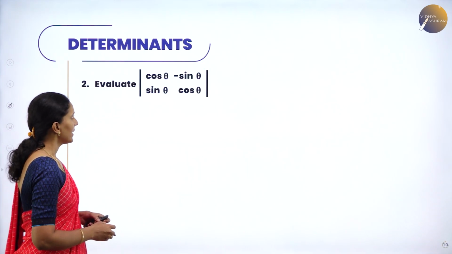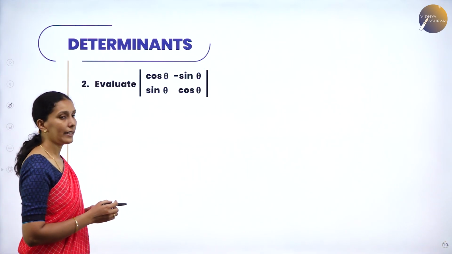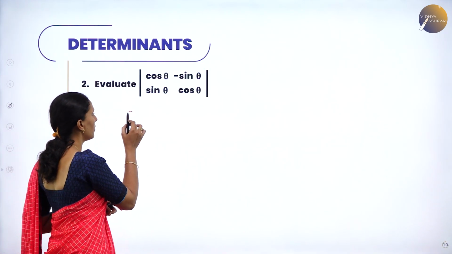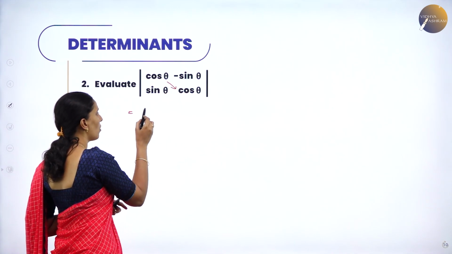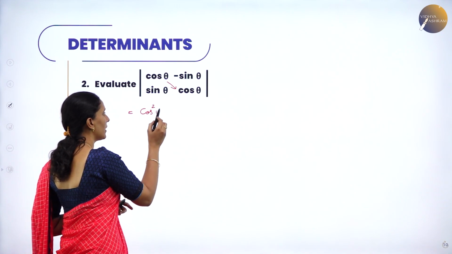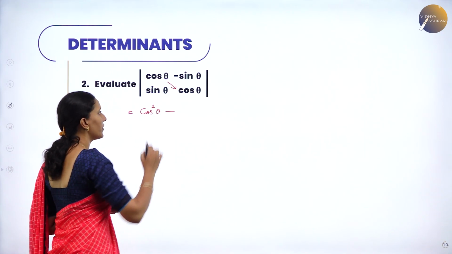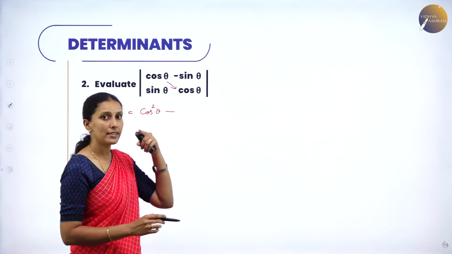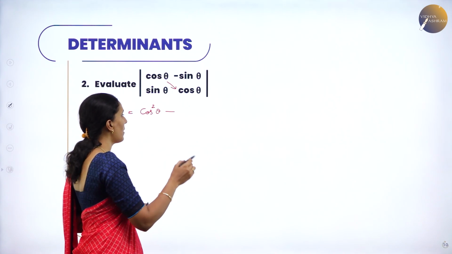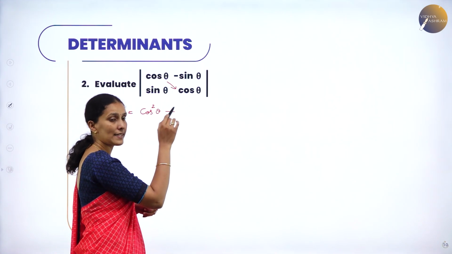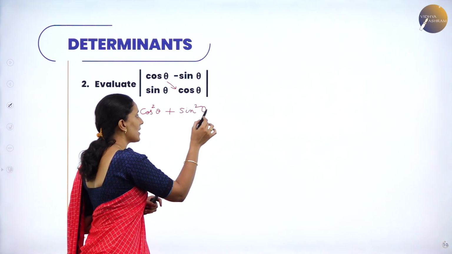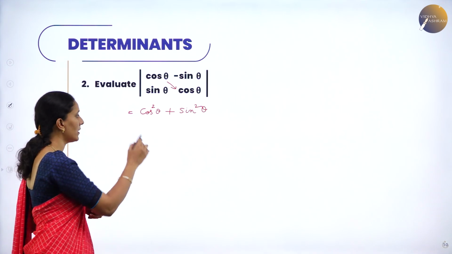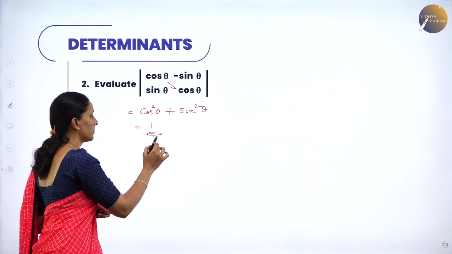Next, cos theta minus sin theta, sin theta cos theta. So here also let's multiply the principal diagonal element. Cos theta into cos theta is cos square theta, minus secondary diagonal sin theta into sin theta is sin square. Since we have here minus, it becomes minus sin square theta, which becomes positive here. And we know that sin square theta plus cos square theta value is 1.